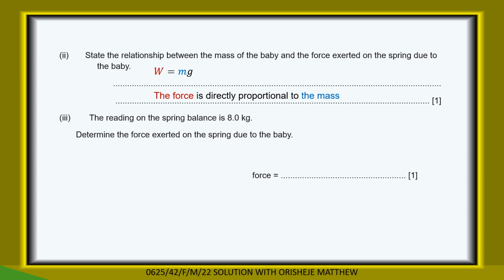Determine the force exerted on the spring due to the baby. So to do that, the force exerted on the spring is equal to the weight of the baby. So we have the mass of the baby multiplied by acceleration due to gravity, 10. So we have 8 times 10 will give me 18 Newton.